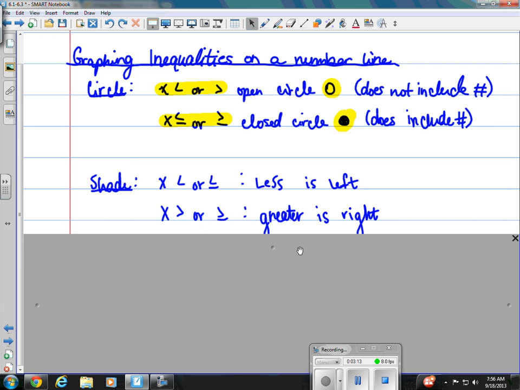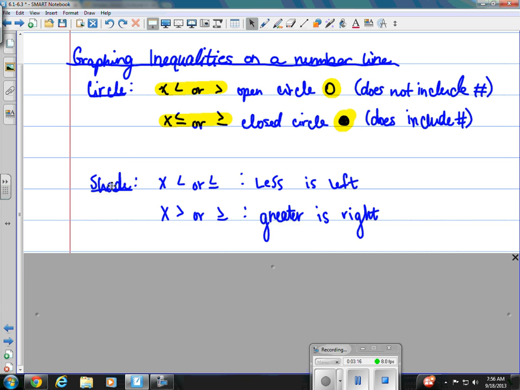Alright, then we need to figure out which direction we need to shade. After we make our circle, we decide which way to shade. For when x is less than, or when x is less than or equal to, it means less, and less than is to the left. So we're going to shade to the left. And for when x is greater than or greater than or equal to, greater is to the right. If you just think about your number line, all your negative numbers are to the left, so less is left. And then all your numbers keep getting bigger or greater to the right, so greater is to the right.